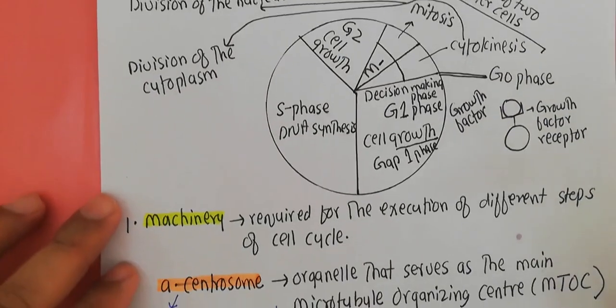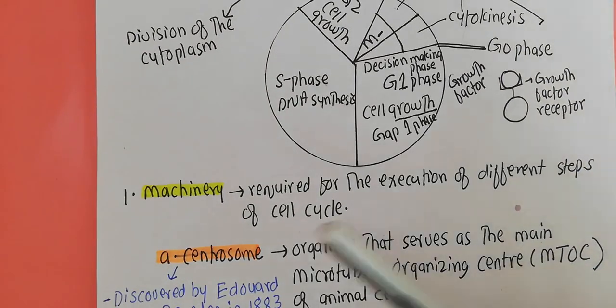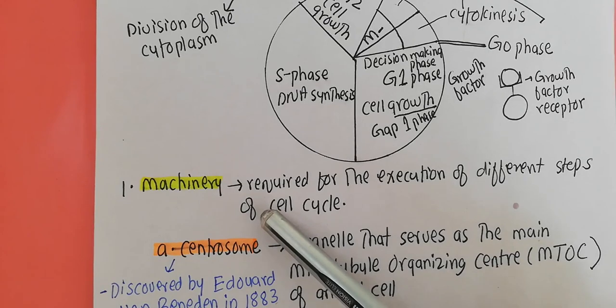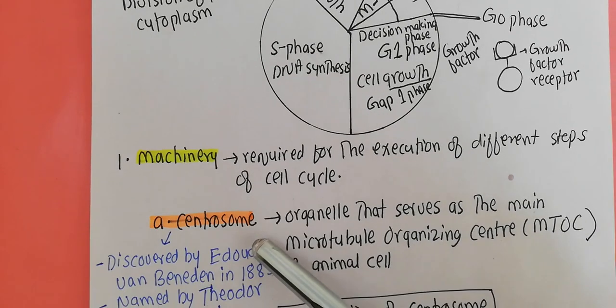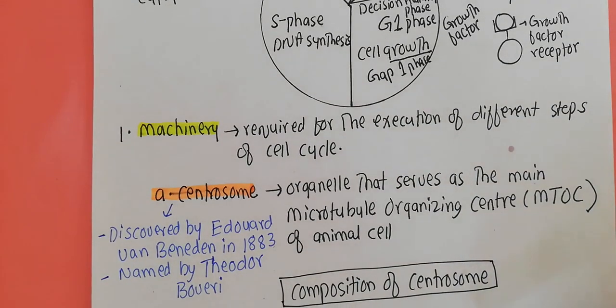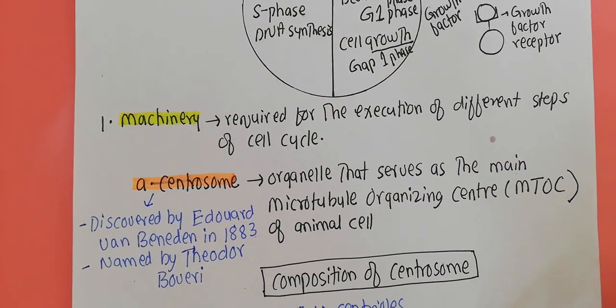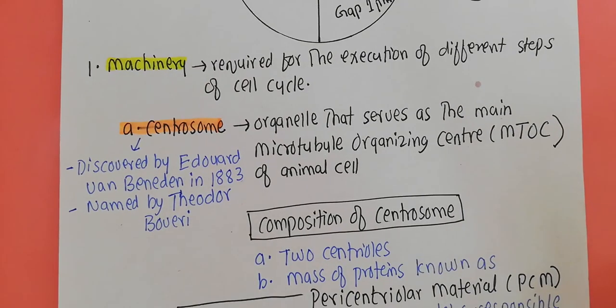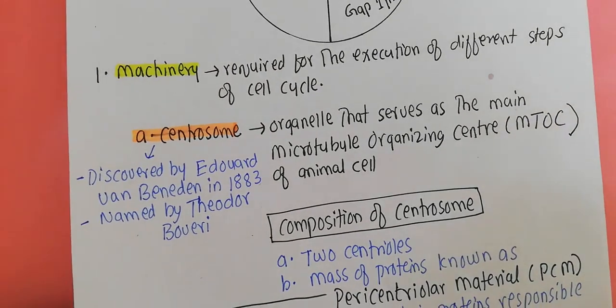Then I told you that for the execution of different phases of the cell cycle, you need a machinery, and there are different components of the machinery. The first component of the machinery is the spindle apparatus, that includes the centrosome, and I've told you centrosome is made up of two things. You have got two centrioles, and you have got a mass of proteins that is known as the pericentriolar mass. I've told you that the PCM contains different kinds of proteins, like gamma tubulin, pericentrin and ninein. They are responsible for a particular phenomenon which is known as microtubule nucleation.